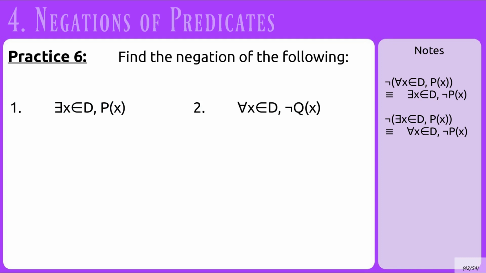Time to practice. Find the negation of the following. 1. There exists some x in D such that P of x. 2. For all x in D, not Q of x.